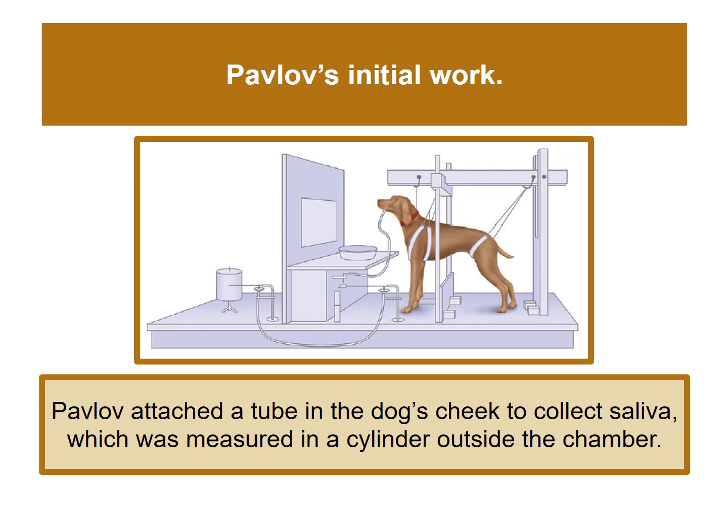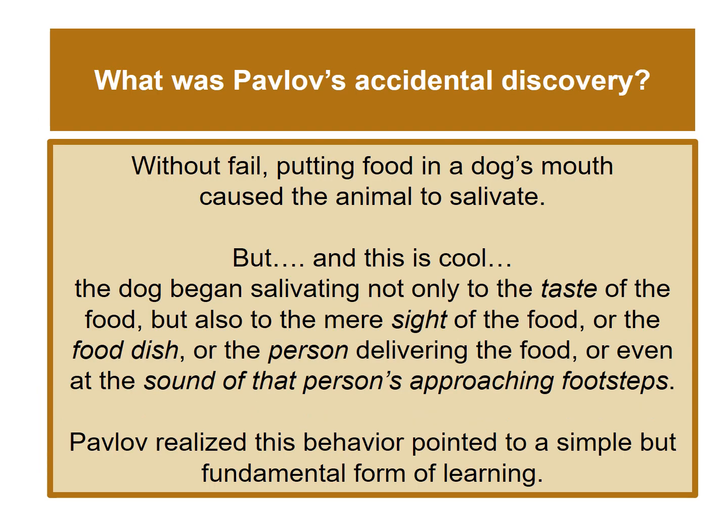So here's his initial work. Pavlov attached a tube in the dog's cheek to collect saliva, which was measured in a cylinder outside the chamber. Without fail, putting food in a dog's mouth caused the animal to salivate, but, and this is cool, the dog began salivating not only to the taste of the food, but also to the mere sight of the food, or even the food dish, or the person delivering the food, or even at the sound of that person's approaching footsteps. Pavlov realized this behavior pointed to a simple but fundamental form of learning.